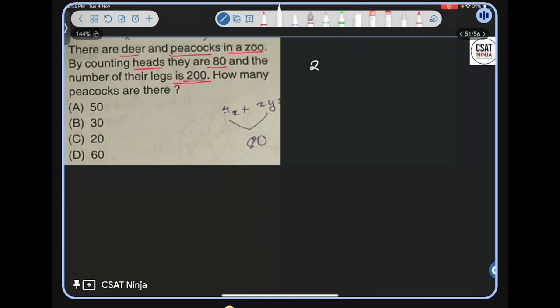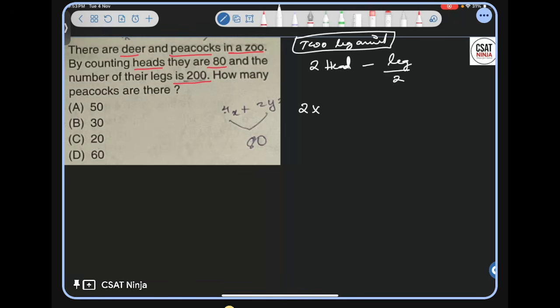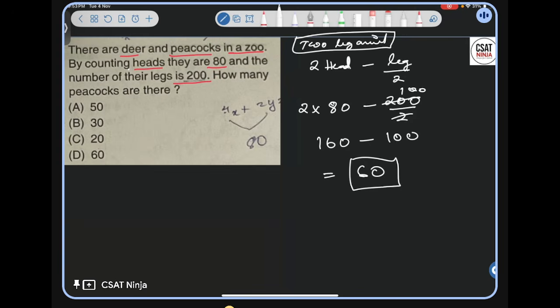The formula is this: 2 times of head, in order to find the 2 leg animal, minus leg, divided by 2 will be the answer here. That means it will give you the number of 2 leg animals. So 2 times of head is how much? By counting head, they are 80. That means 2 times 80 minus leg, which is 200, divided by 2. So 160 minus 100, which is equal to 60. There are 60 two-leg animals, which are peacocks here.